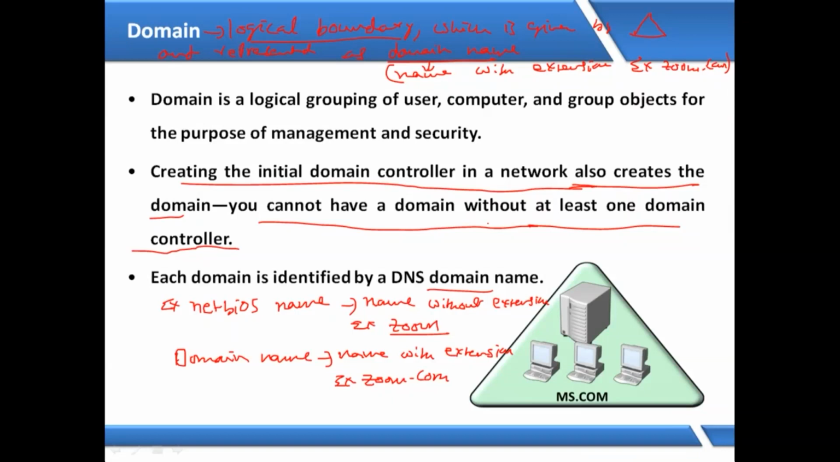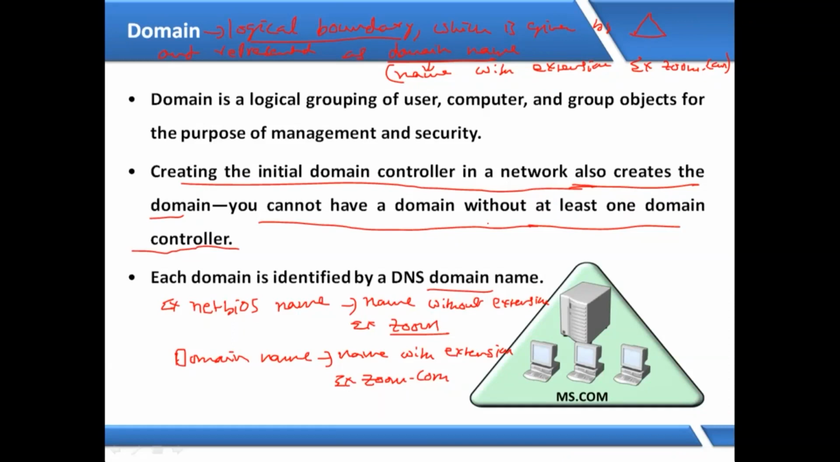So while configuring the domain controller, the domain gets created. For one domain, compulsorily one domain controller will be there. Domain means a logical boundary under which all devices will work with a common DNS name. DNS name means name with extension. So is it clear to everyone? If it is clear to everyone, we'll take a break.